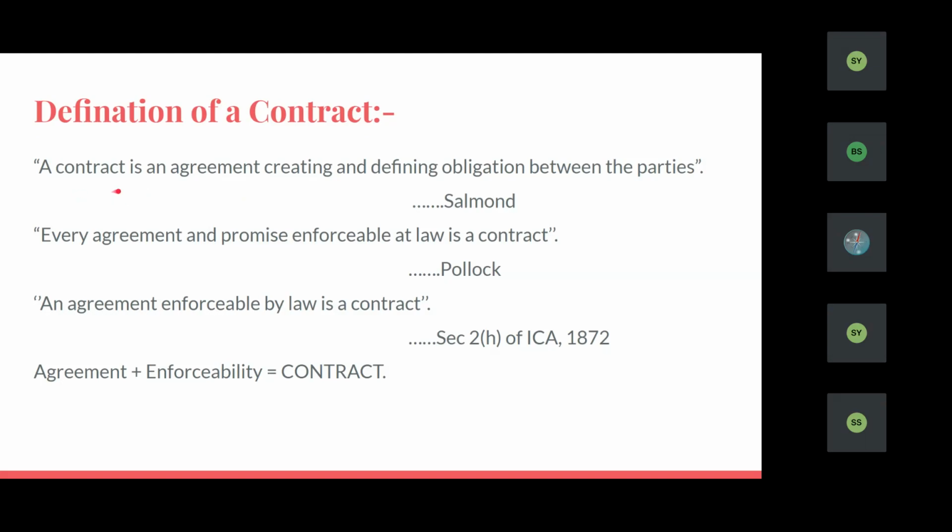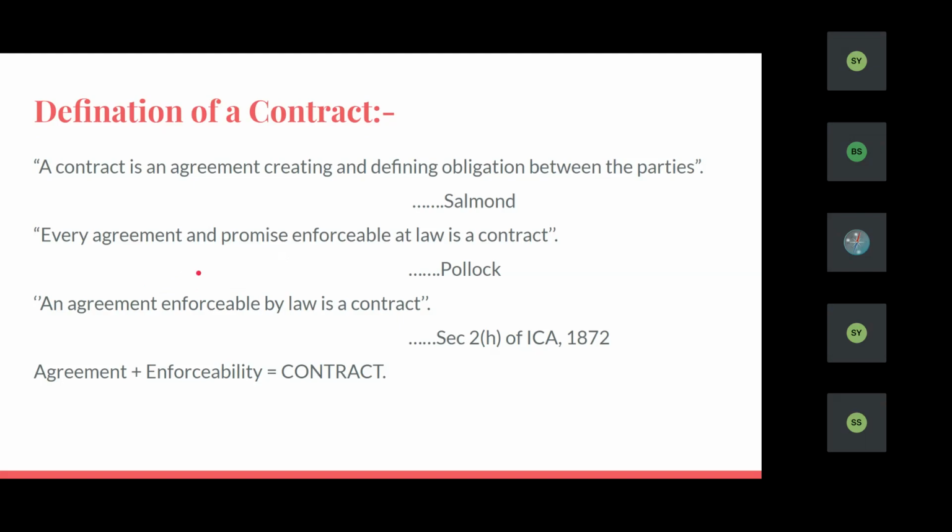He says a contract is an agreement creating and defining obligations between the parties, which I told you just before. A contract has terms and conditions, rights and duties. It creates and defines obligations between the parties. Parties, in the sense, two or more persons are involved. That is why the word parties is used here. This is the definition by Salmond.